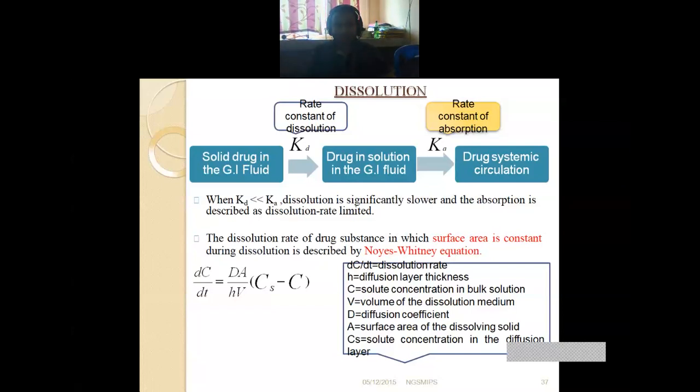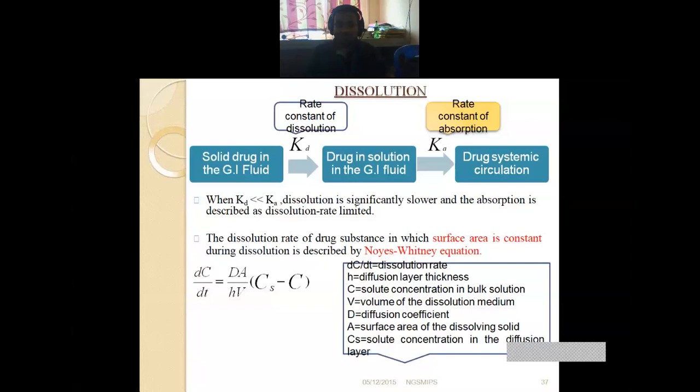Understood? Yes, sir. So for dissolution, we prepare the same environment outside as it is in our body. We can check the solubility and the rate of dissolution of the particular drug in our body.